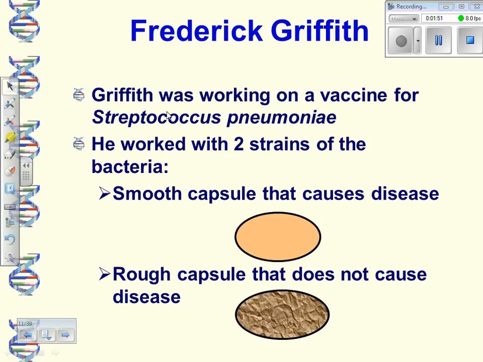Now this is a bacteria. Here's the genus, here's the species. This is a species of bacteria that causes pneumonia. It is in the genus Streptococcus, and there's another type of strep that causes strep throat, but this is one that causes pneumonia. He discovered that there are two strains of this bacteria.